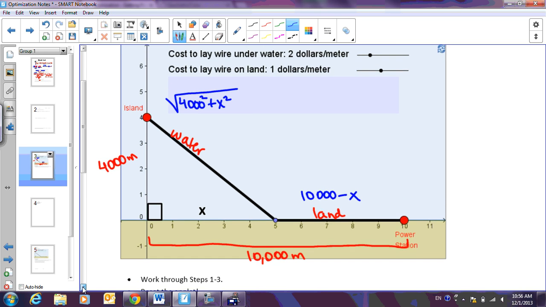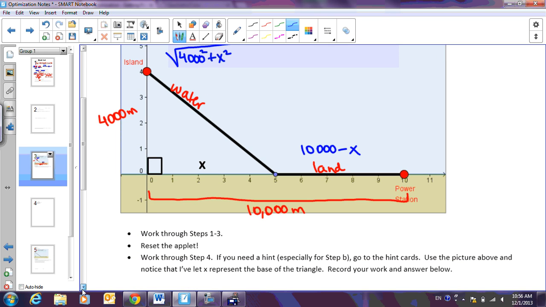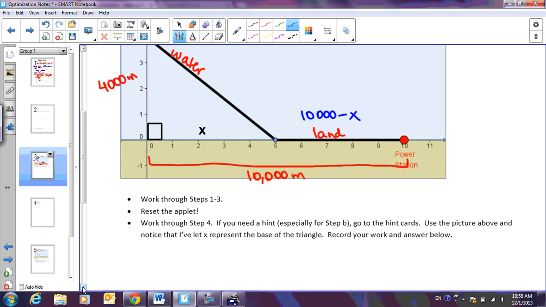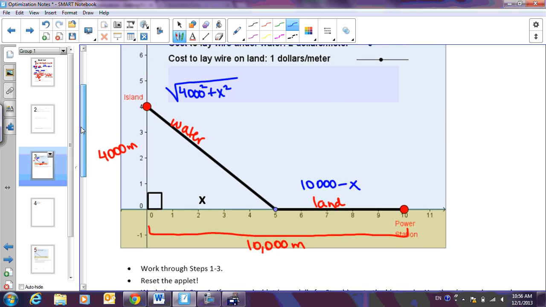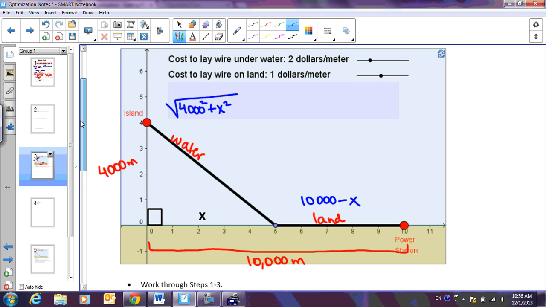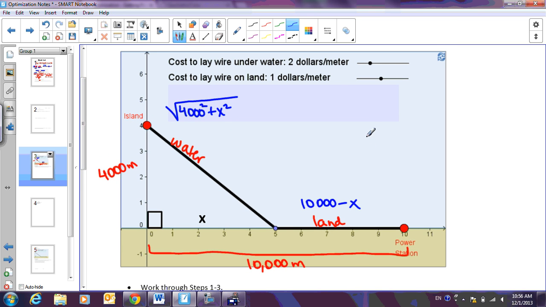Now, when they did this in class, I kind of gave them some hint cards. But I don't have that on here anyway. But I'm going to be your hint. All right, so that's that part. I'm just going to continue to work up here so I don't have to keep sliding down.